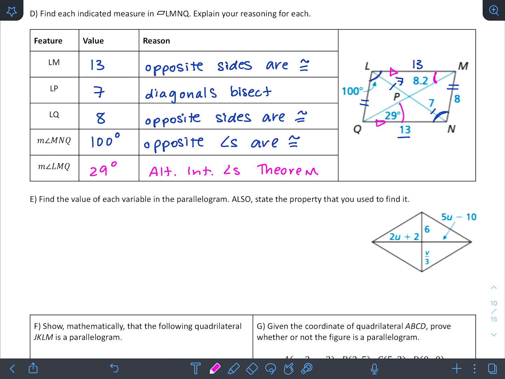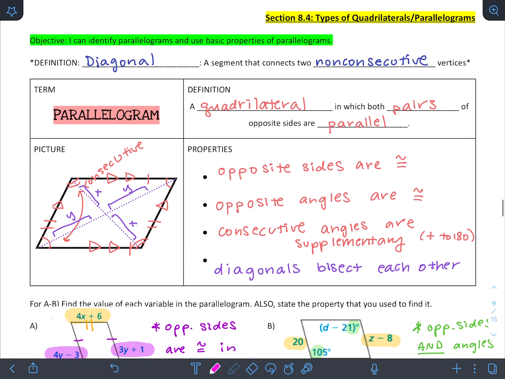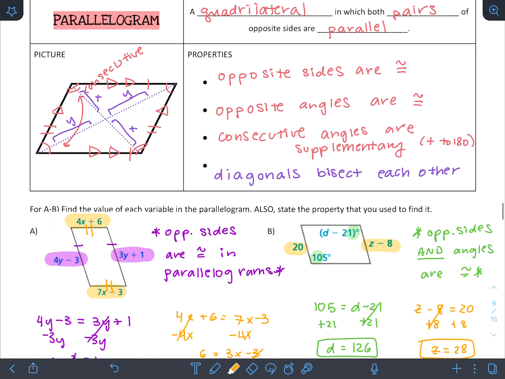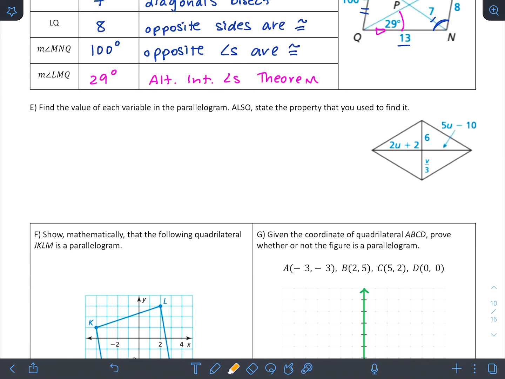Now, we have not done any problems using what we know about diagonals. So let's go back to the properties of parallelograms for a second and remember that diagonals bisect each other. We've talked about that a little bit, but we have not set up any equations using this property. Is it any harder? No, it is not harder than the other examples we have tried. It just says find the value of each variable in the parallelogram. Also state the property that you use to find it.